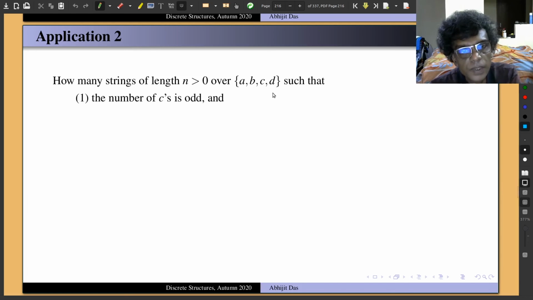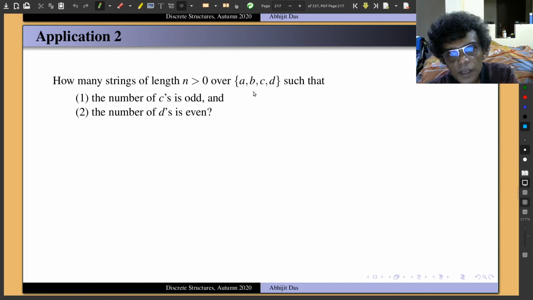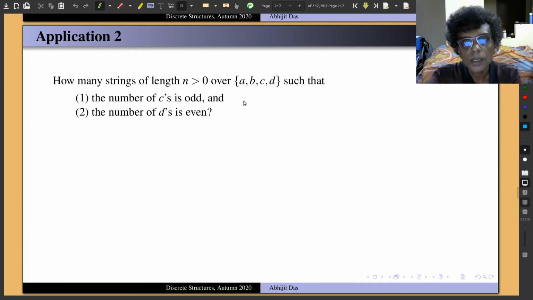The number of C's is odd and the number of D's is even. A's and B's may occur any number of times, odd or even, no restrictions. Now, a string is an ordered quantity. So if you say your string contains 5 A's, 6 B's, 3 C's and 8 D's, it does not specify the string. You have to precisely say where these occur. Therefore, I am talking about the arrangement of n symbols coming from A, B, C, D with the restriction that the number of C's is odd and the number of D's is even. No restriction on the number of A's and B's.